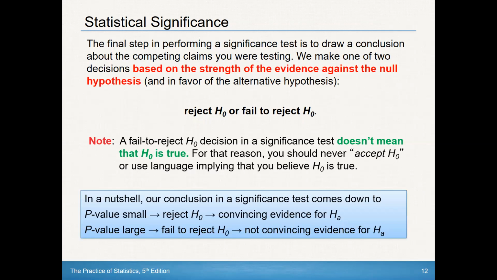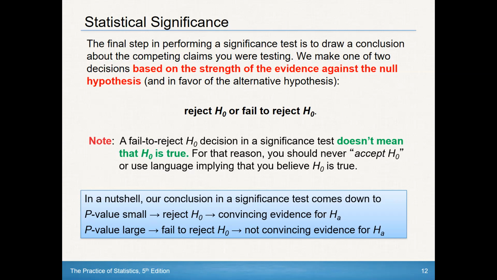Now, here's that big picture one more time, in a nutshell. Our conclusion in a significance test will come down to, hey, if I got a p-value that's small, I'm going to say I choose to reject the null hypothesis. I see convincing evidence against the null and in favor of the alternative. If I have a very large p-value that comes back, I'm going to fail to reject the null hypothesis. I don't have convincing evidence to reject it, that would provide convincing evidence in favor of the alternative.